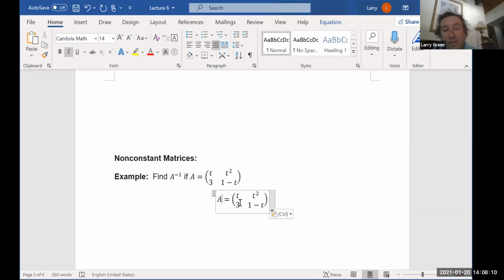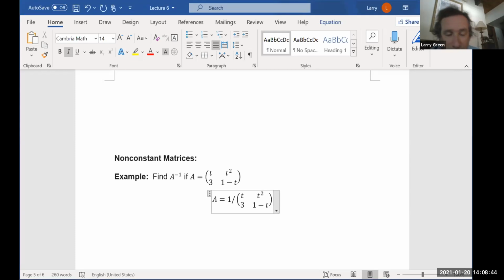Okay, so what you do is use the adjoint formula, which I've already proven with A, B, C, D. You can think of these as A, B, C, and D. So we take the determinant of A, which is t times 1 minus t, minus 3t squared. So that's t minus t squared minus 3t squared, which is t minus 4t squared. Everyone following that? Or is that too much algebra in my head at once?